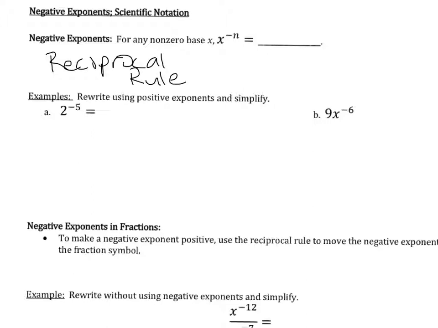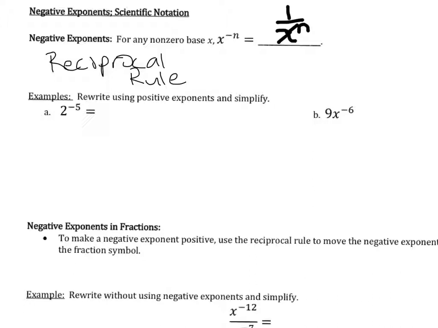Basically, the reciprocal rule states that for any non-zero base x, x to the negative n is going to equal 1 divided by x to the n. That looks like a reciprocal. Anytime we put something over 1 when we divide, we call that the reciprocal, and that's why it gets the name the reciprocal rule. Let's look at a couple of examples where we use the reciprocal rule.